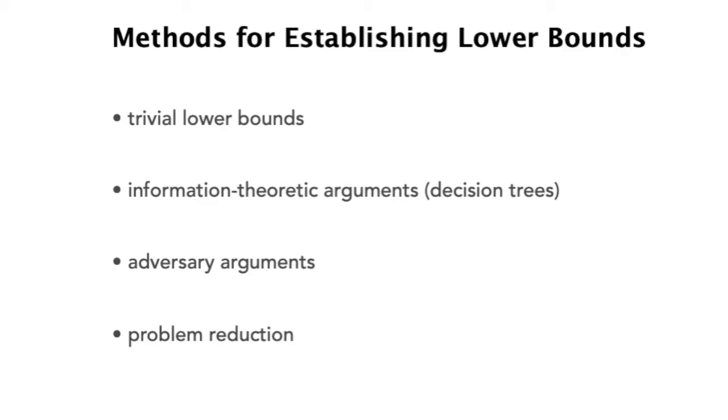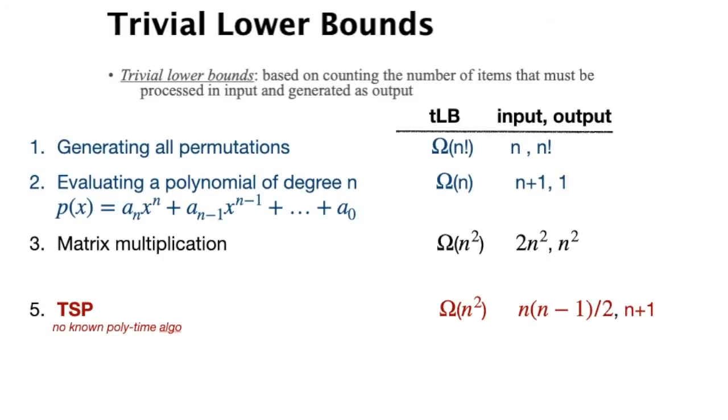Different methods for establishing lower bounds. The first method is the easiest. The trivial lower bound is obtained by counting the number of items that must be processed in the input and generated as output. So, this method relies on the idea that any algorithm for the problem must read or process all the input and write the expected output.